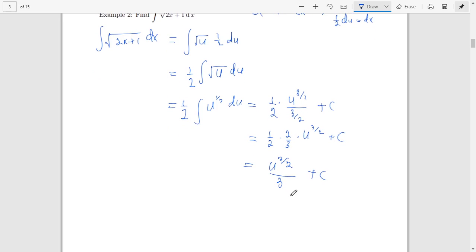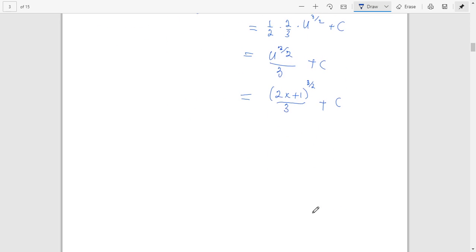But then we have to take our solution back to x because the problem was given in x. So this is going to be, our u was 2x plus 1, to the power of 3/2 and then divided by 3 plus c. So this becomes our integral.